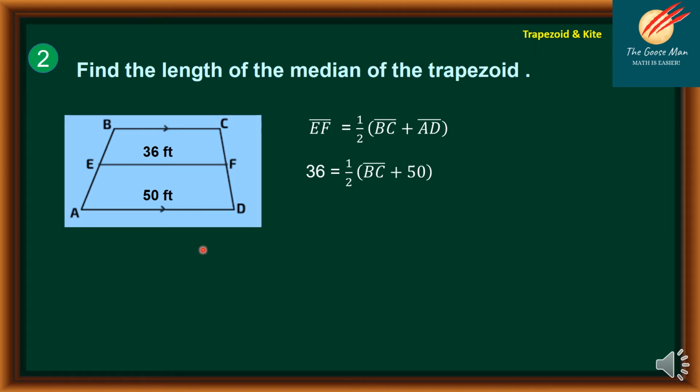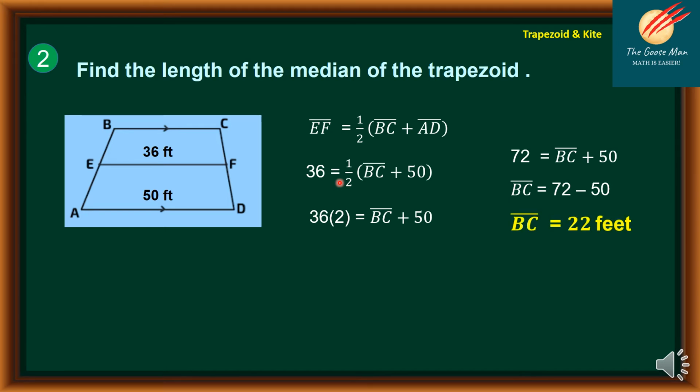Now, to solve for BC, I'll multiply both sides of the equation by 2 to eliminate the denominator 2. So I have 36 times 2 is equal to BC plus 50. Solving further, 72 is equal to BC plus 50. Solving for BC, BC is equal to 72 minus 50. So BC is equal to 22 feet.